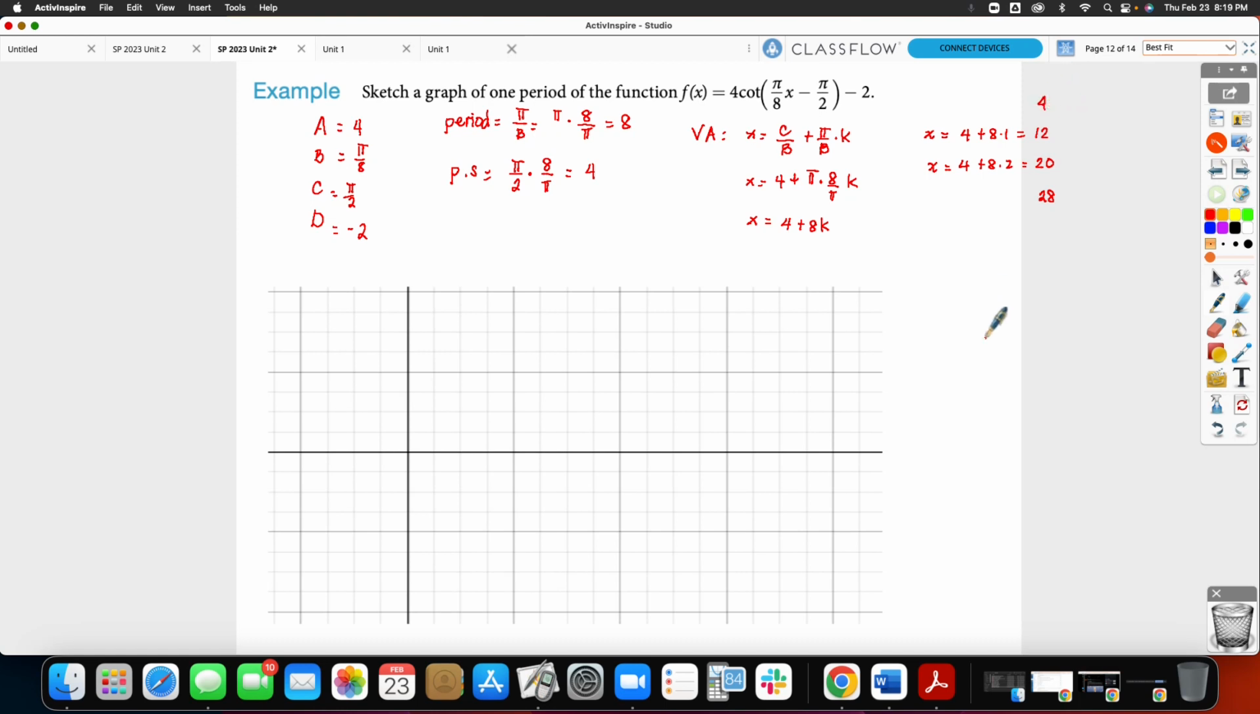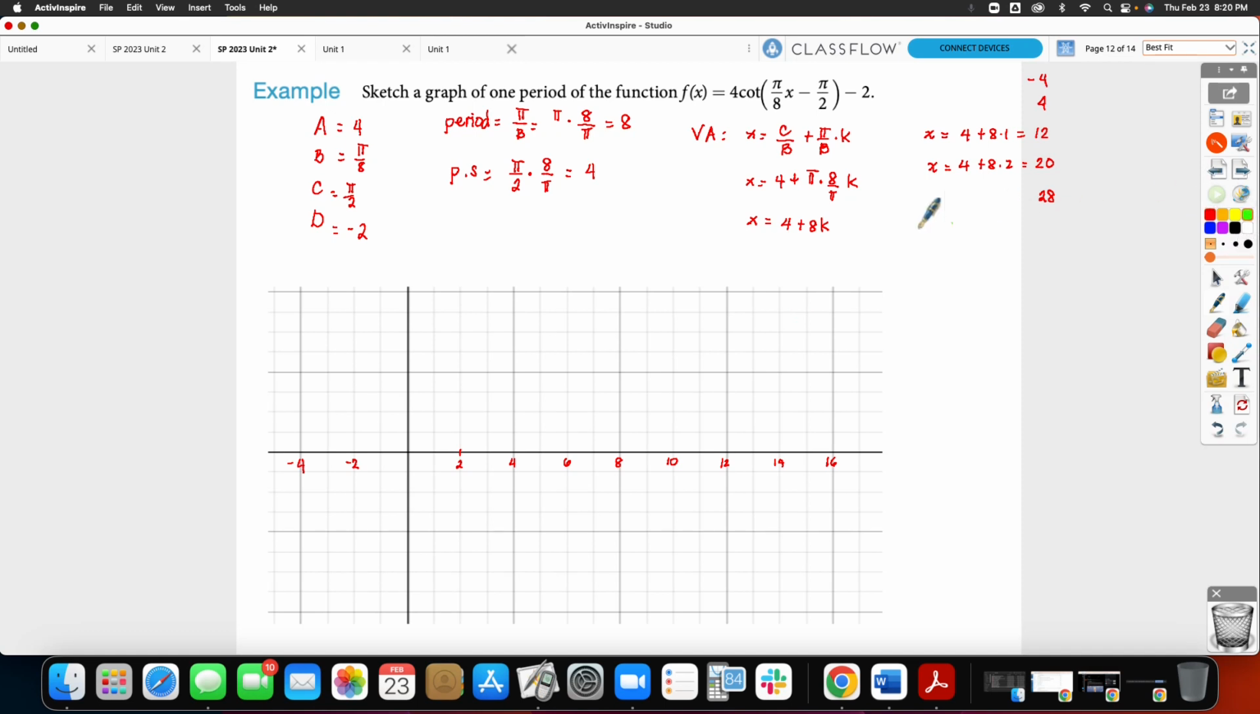So x equals 4 is an asymptote, and then x equals negative 4 is also an asymptote, because the period is 8. So let's see. Say this is 2, 4, 6, 8, 10, 12, 14, 16. I cannot go to the 20. Anyway, we only want one period. Negative 2, negative 4.